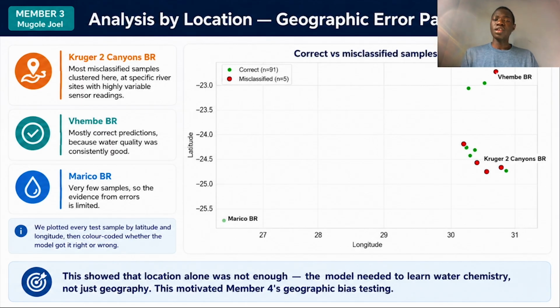The geographical insight revealed from this, or from what we observed, tells us that location alone wasn't enough for our model to be accurate. It relies on deeper water chemistry, and this helps us come to the realization that we need to analyze data by geographical bias testing.